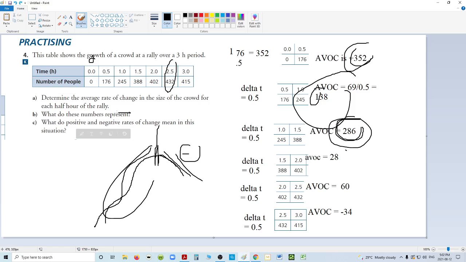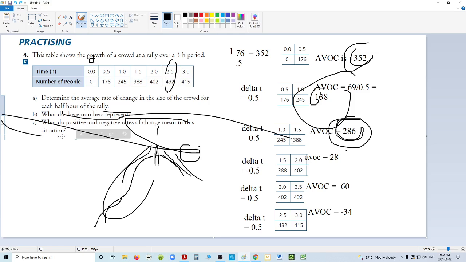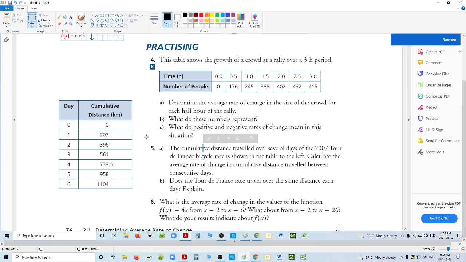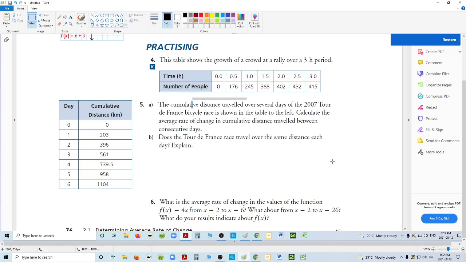Determine, we did that. What do these numbers represent? We talked about it. What do positive and negative rates of change mean? We talked about it. Okay, number 5. So always read your questions fairly well.